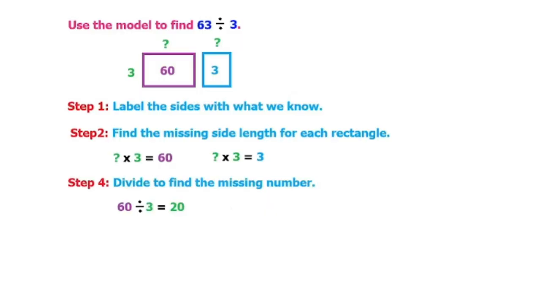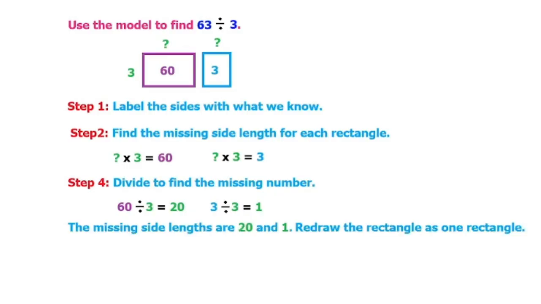So how can we do that? We can divide to find the missing numbers. So here we just divide 60 by 3, and we know that's equal to 20. And for this one, we also divide by 3, right? 3 divided by 3 equals 1. So now the missing side lengths are 20 and 1. So these are the question marks that are missing.